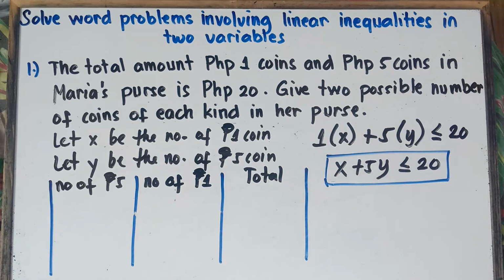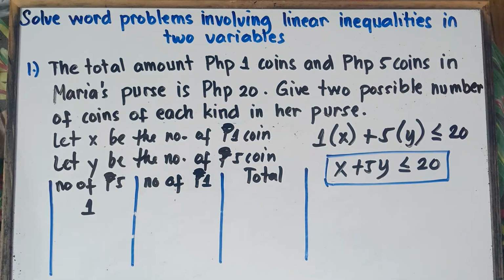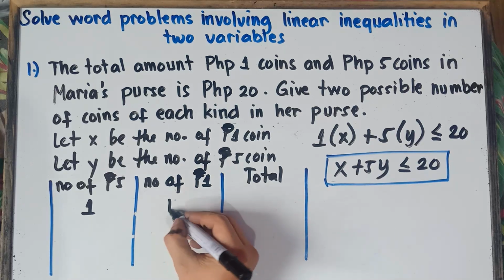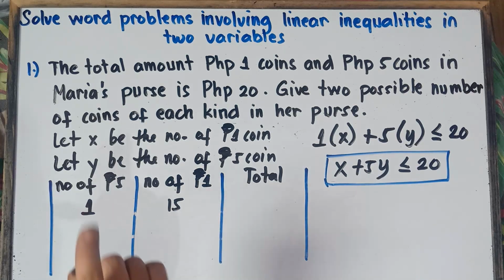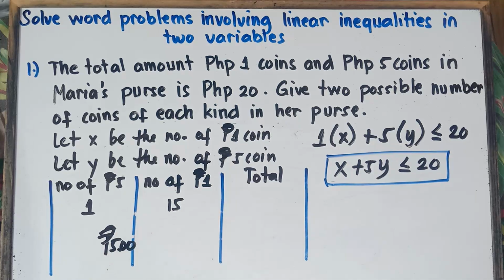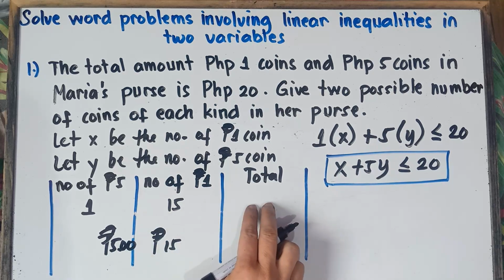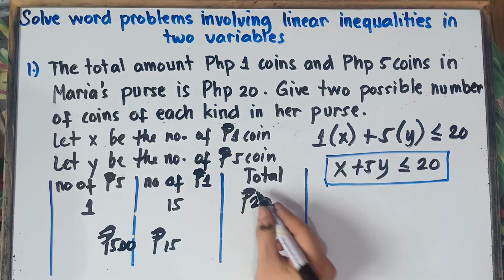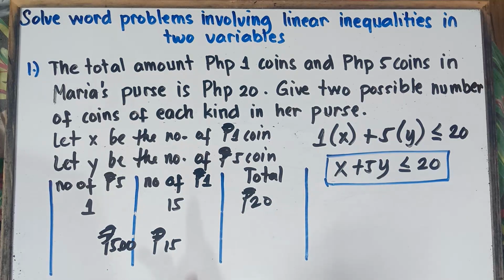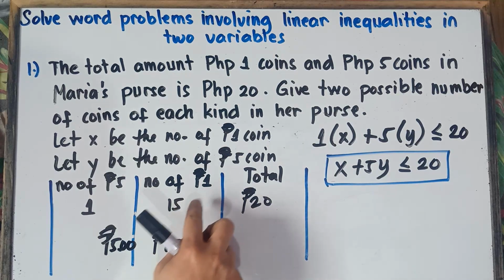Now, let's say Maria has 1 5 peso coin. Now, how many 1 peso coins plus the remaining? That's correct, it should be 15, right? Because if you have 1 5 peso coin, that would be 5 pesos. Therefore, if you have 15 1 peso coins, plus 15 pesos, this will be 20, right? The total is 20 pesos. I hope it's clear for you, class. You have 1 5 peso coin, therefore, you should have 15 1 peso coins.